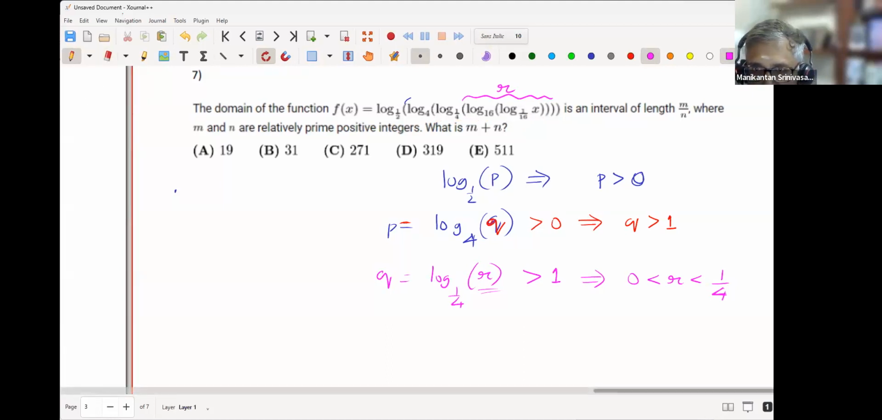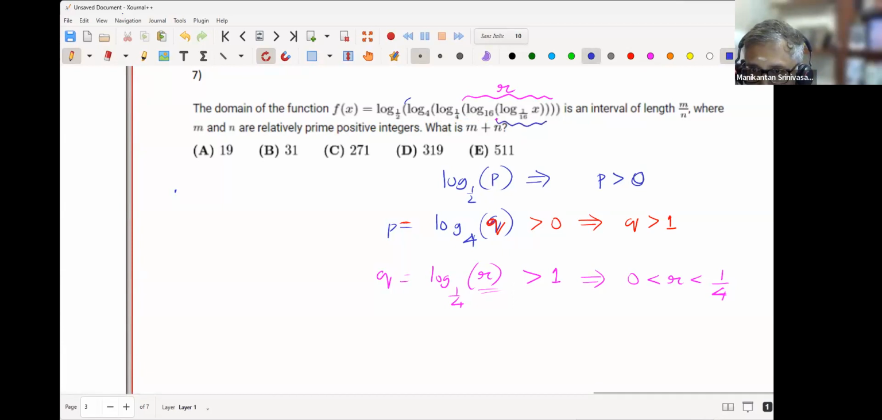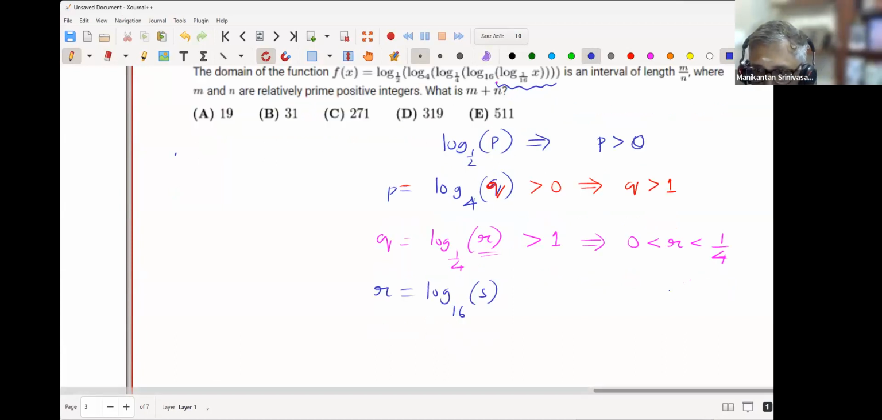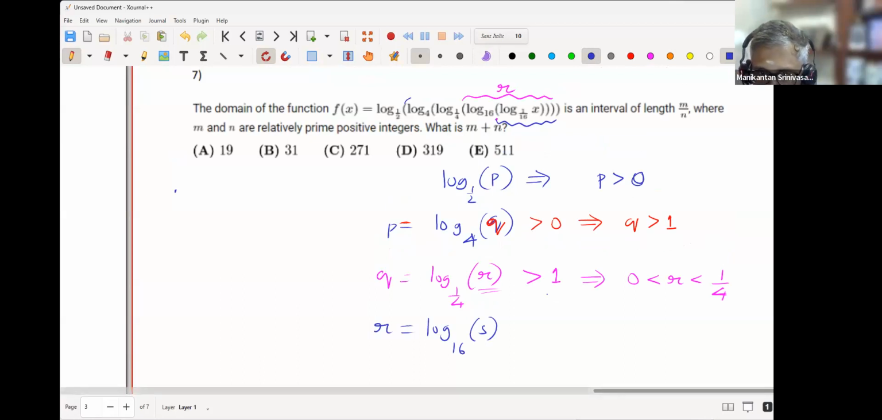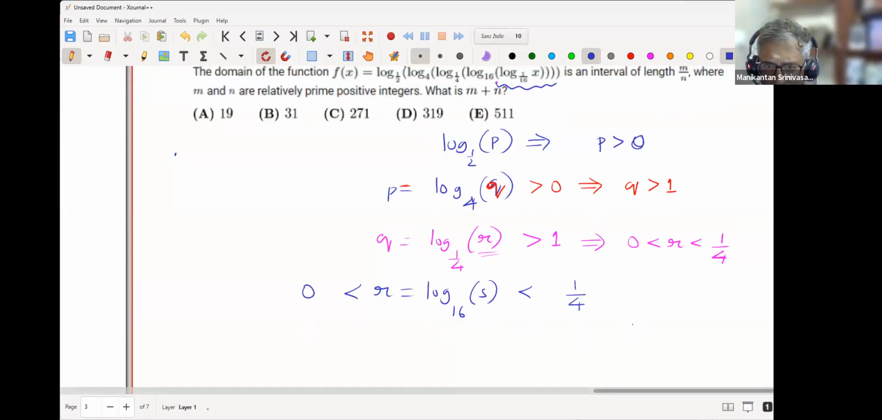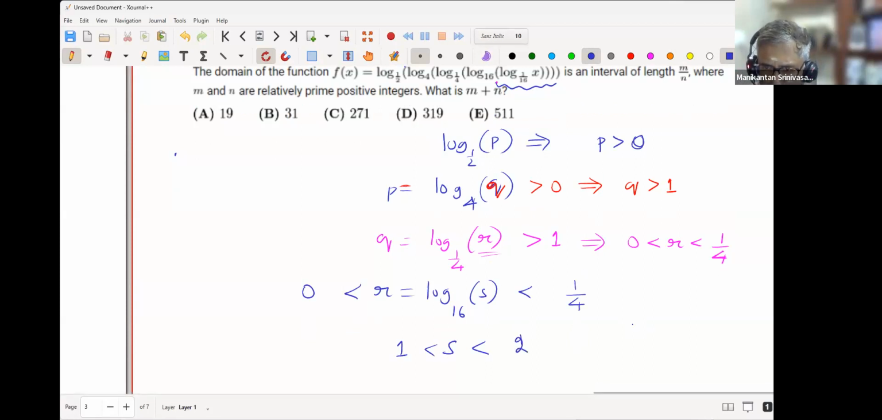I think we're almost at the last step, right? So this is S, let's say. So R is log of some quantity S to the base 16. This R quantity must be between 0 and 1/4, right? Which means S must lie between 16 power 0 and 16 power 1/4. 16 power 1/4 is 2. So S must be between 1 and 2.